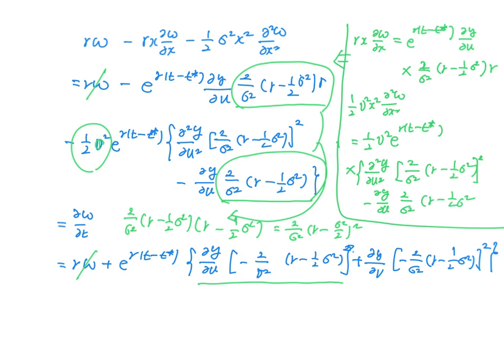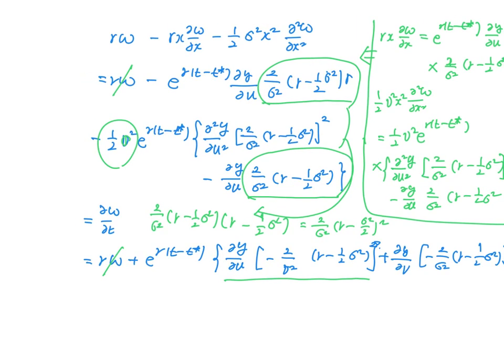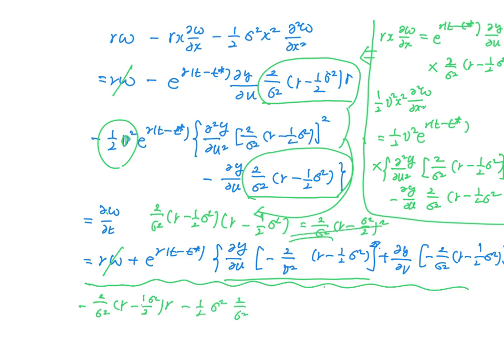So minus, what happens? Minus of 2 over sigma square r minus 1/2 sigma square with plus, right? This is the sign plus. r minus 1 over sigma square is actually minus 2 over sigma square r minus sigma square over 2 square. So it cancels with this, right? Oh, wow. So we have the following term.